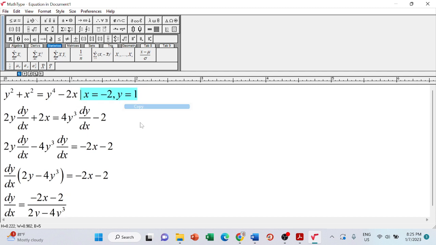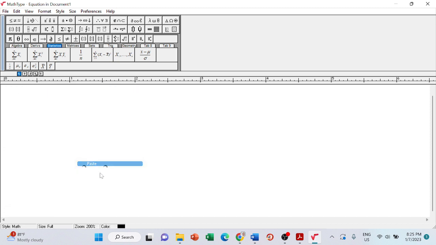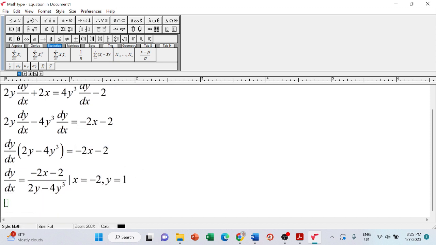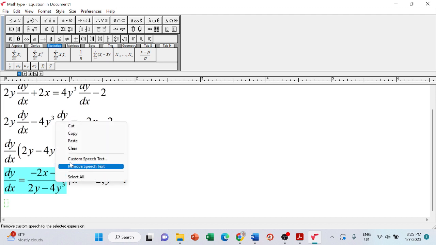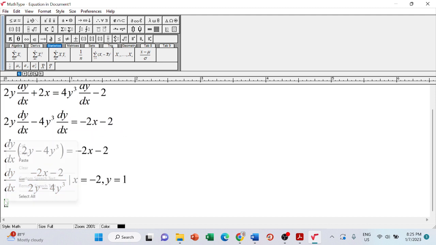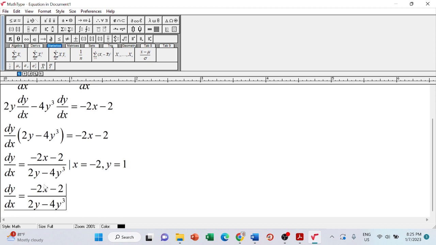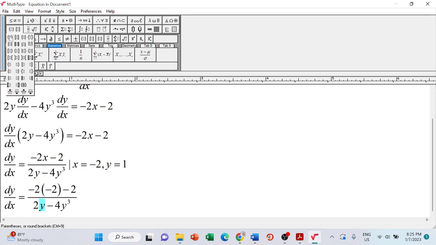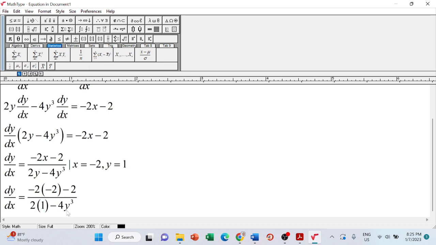Okay, so lepas ni kita ganti nilai. So sekarang kita ganti nilai. What is the value of your dy dx? Can you give Madam what is the value after your substitution? X is negative 2. Okay, bracket means times. And then y is 1.